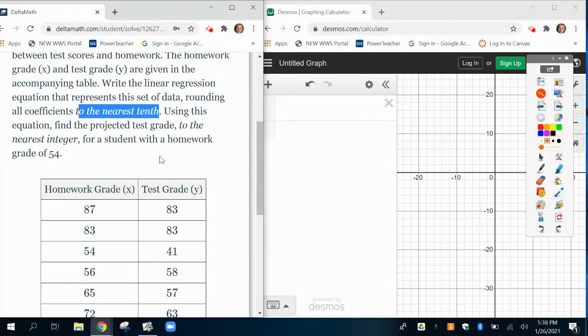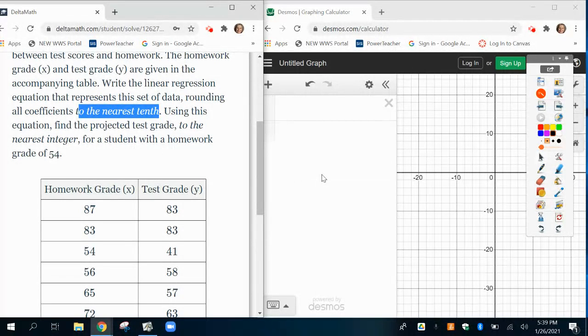In this particular example, it tells us to round to the nearest tenth. So make sure you read. That's going to be important. And then we're going to use that so that we can make future predictions, right? That's our inferences piece that we talked about. Based on data that we know, what educated guesses can we make based off of the data?